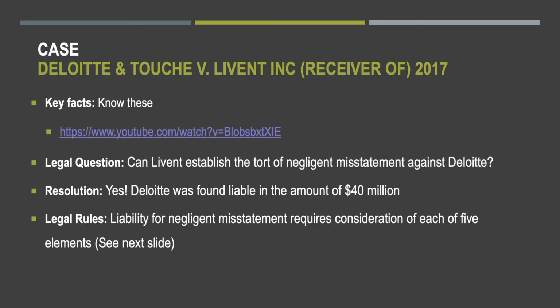Just as a side note, and for interest's sake, criminal fraud charges were laid against Garth Drabinsky and Myron Gottlieb. These were Livent's major shareholders and senior officers. They were convicted in 2009. Drabinsky got 5 years in prison, and Gottlieb was sentenced to 4 years in prison. The legal rule that resulted from this case was that the liability for negligent misstatement requires consideration of each of 5 elements, which we'll look at on the next slide.